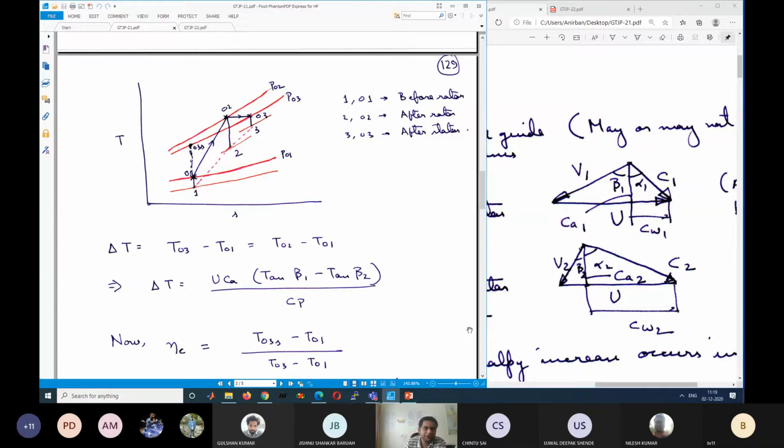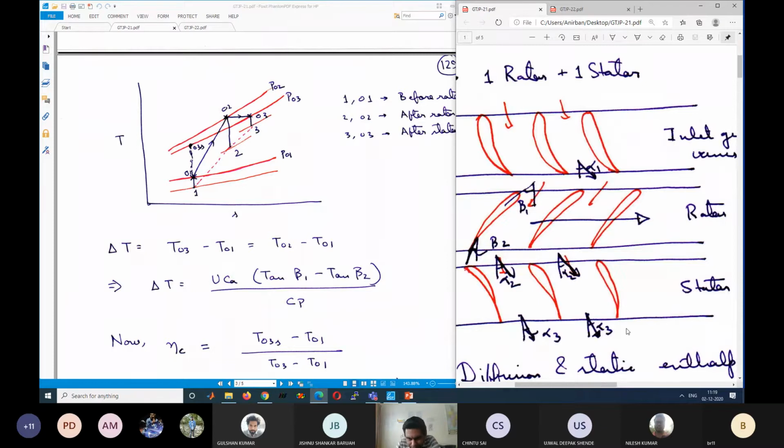Let us try to understand how the TS diagram looks for this, or what are the locations of the points 1, 2, and 3 in the TS diagram. What are these 1, 2, and 3? 1 is the inlet of the rotor, 2 is the outlet. You can see from the angles also, alpha 1, beta 1. So inlet of the rotor is denoted by 1. Outlet of the rotor or inlet of the stator is denoted by 2, and outlet of the stator is denoted by 3.